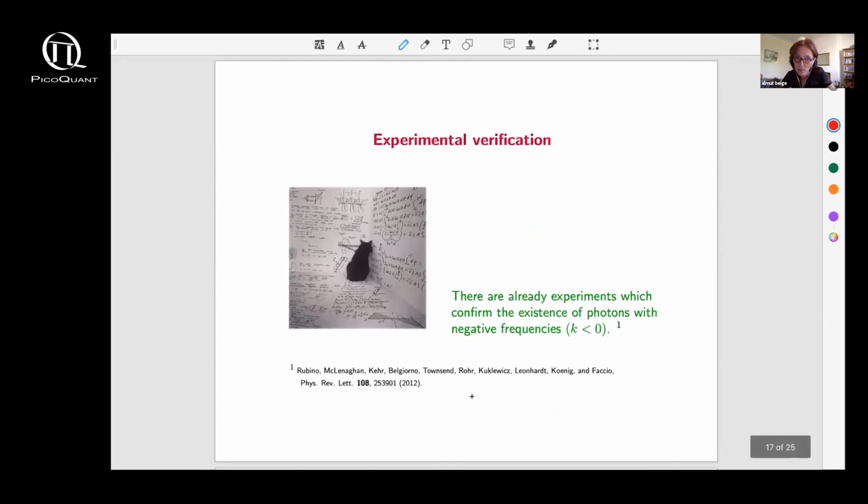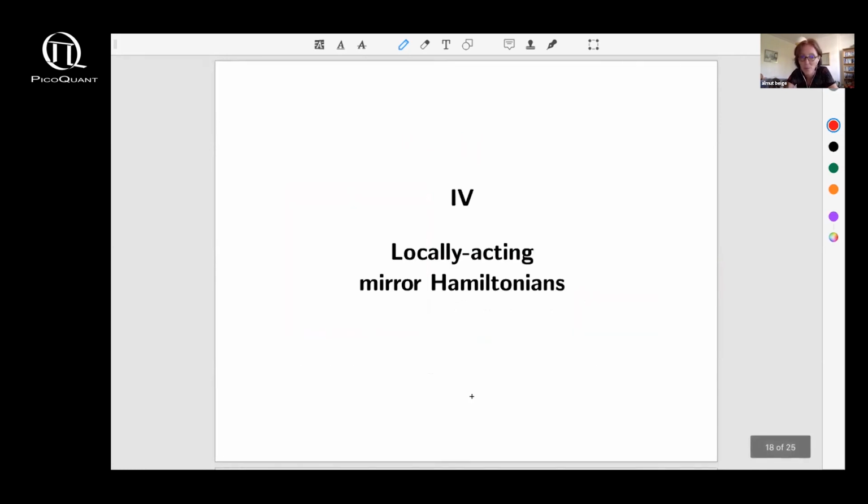Maybe just one comment before I look at mirrors. There are already some experiments which confirm the existence of photons with negative frequencies but positive energies. There's an experiment that has been done in St. Andrews, where they scatter light off a rapidly moving mirror and they get different Doppler shifts depending on whether the photons that they have created have positive or negative frequencies. Okay, but I promised to talk about locally acting mirror Hamiltonians.